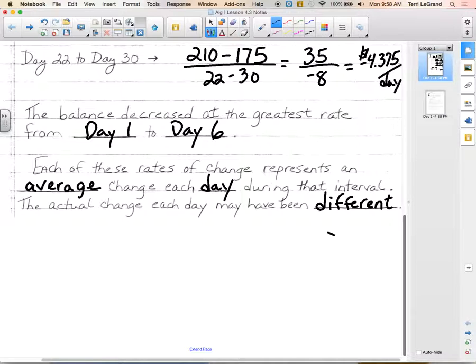Okay, so this one would not be constant. When we connected them on a graph, we should have a zigzag line. We shouldn't have a straight line.